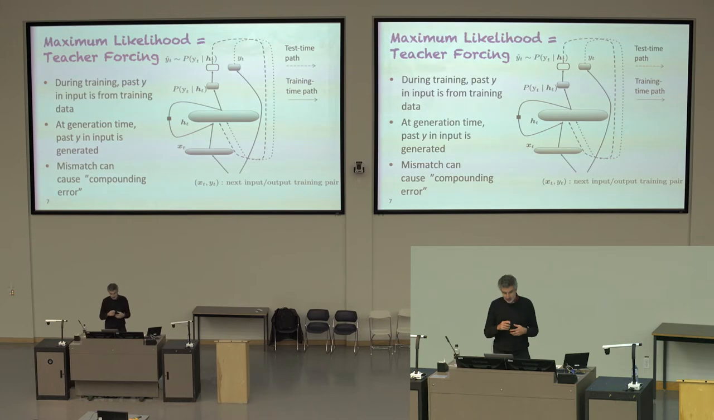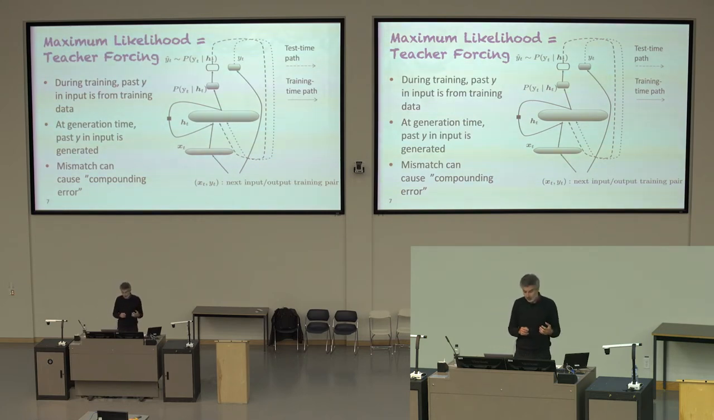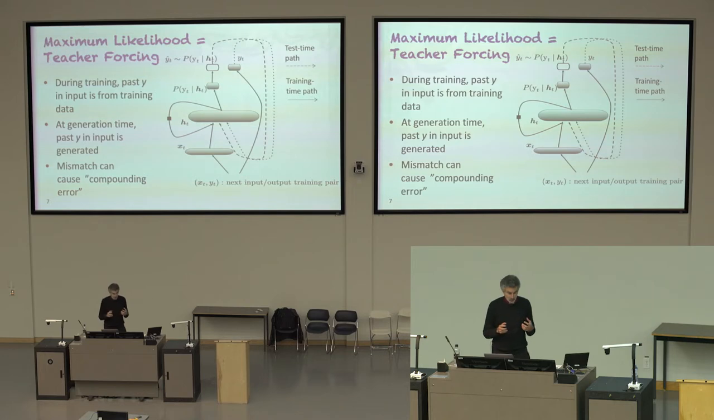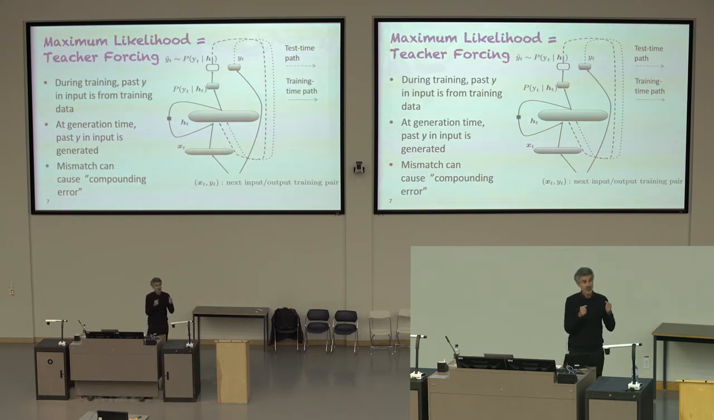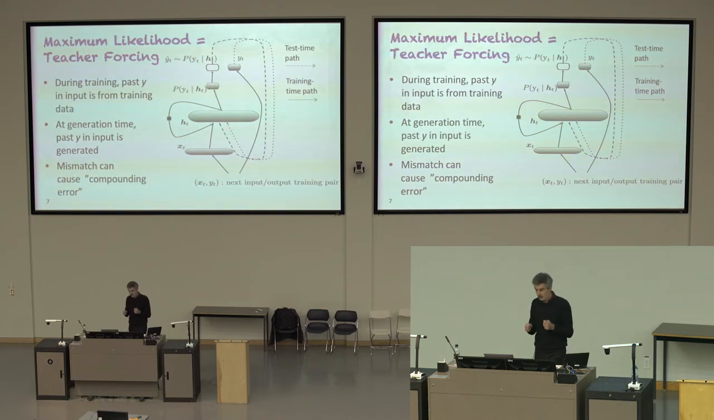So again, look at this sort of circuit and the computations that can happen. There are two circuits that I've put on top of each other here, with the training time path and the test time path. So the bold arrows are there all the time, but the dotted ones are different at training and at test time. We call it teacher forcing because of what we do at training time: we force the inputs.